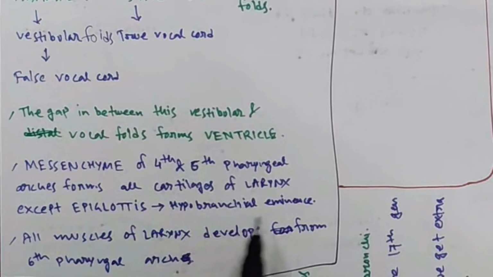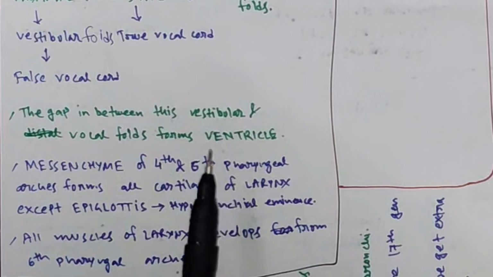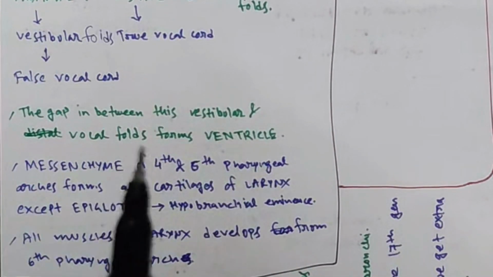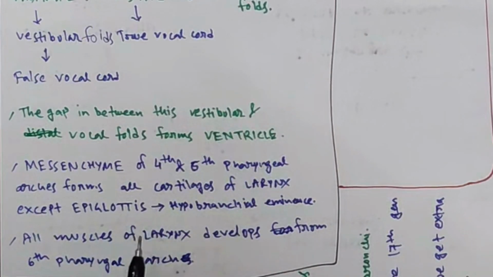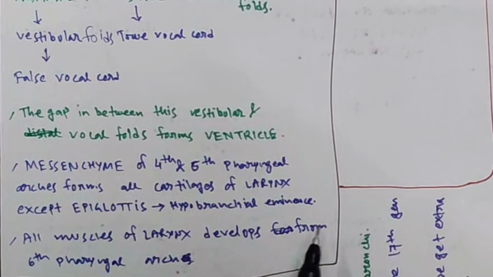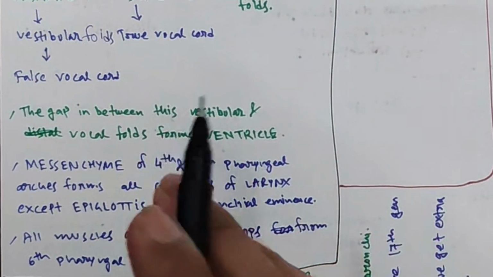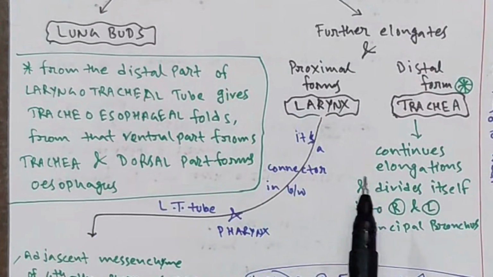All the cartilages of the larynx are formed by the mesenchyme of the 4th and 6th pharyngeal arch except the epiglottis cartilage, which actually appears from the hypobronchial eminence, and all the muscles of the larynx develop from the 6th pharyngeal arch. So this is the overall development and fate of the larynx. Now the fate of the trachea.